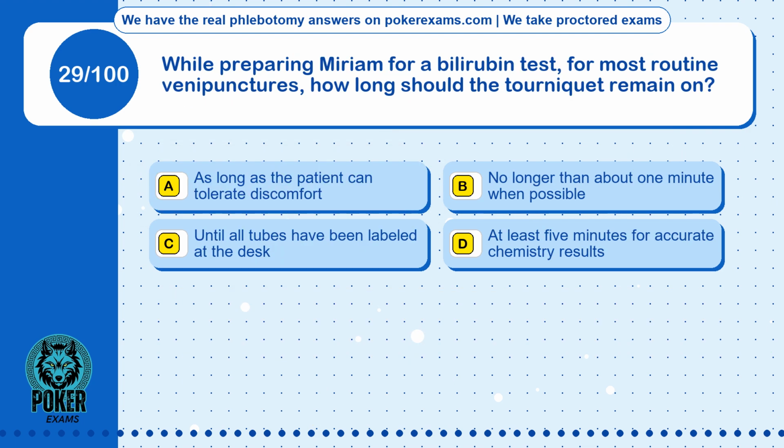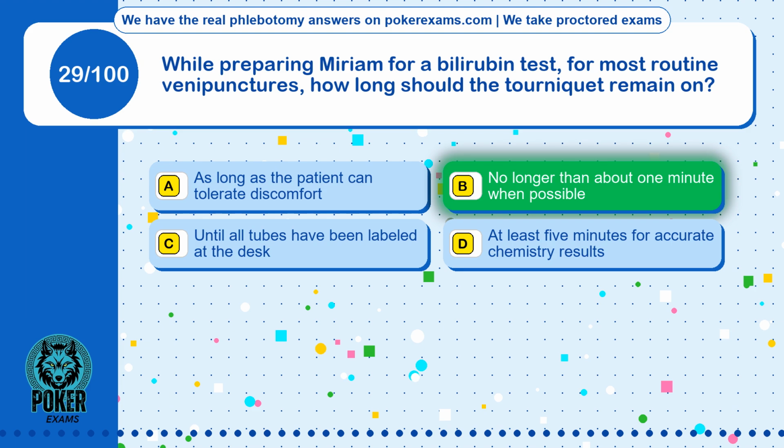Question 29. While preparing Miriam for a bilirubin test, for most routine venipunctures, how long should the tourniquet remain on? Option A: as long as the patient can tolerate discomfort. Option B: no longer than about 1 minute when possible. Option C: until all tubes have been labeled at the desk. Option D: at least 5 minutes for accurate chemistry results.